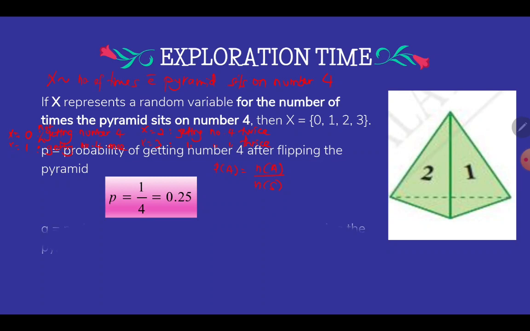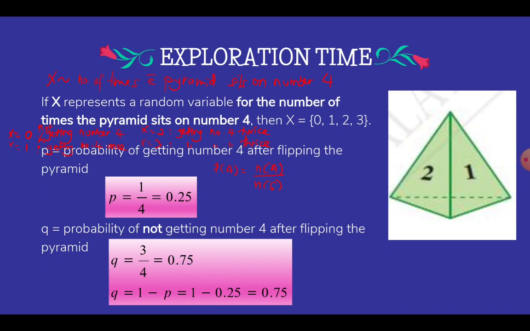So, how about Q? Q is the probability of not getting number 4 after flipping the pyramid. So, we know that Q is the complement of P. So, Q is actually 1 minus P. Basically, Q is 0.75, or we can say that Q is 3 over 4. Why 3? Because this 3 comes from number 2, number 1, and number 3. Likewise, P was only number 4. So, that is why Q is equal to 0.75.